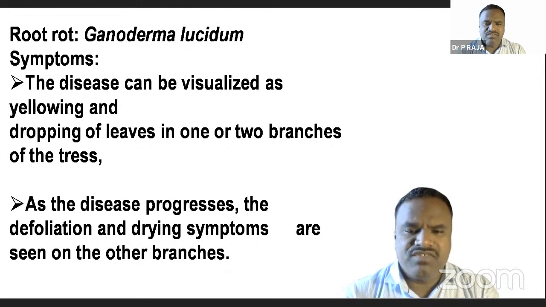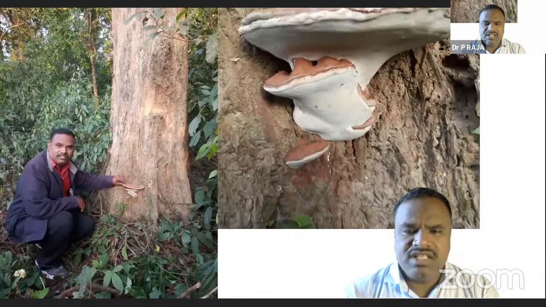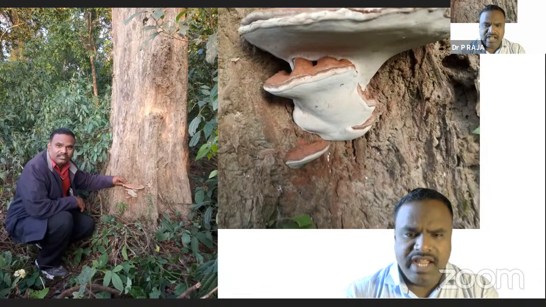Over a period of time, as the disease progresses, defoliation and drying symptoms are seen on the other branches. This is a forest area in our place that I visited, and you can see this tree is infected with Ganoderma. On the roots, at the end of infection, it produces a very big fruiting body.